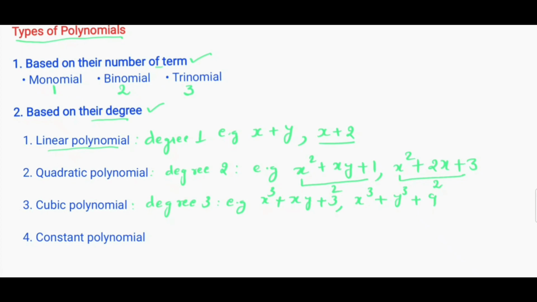Next we have constant polynomials. A constant polynomial means a polynomial having degree equal to 0. For example, 2, x raised to power 0, 24. All these are constant polynomials because they have degree equal to 0. Here there is no variable component in constant polynomials.